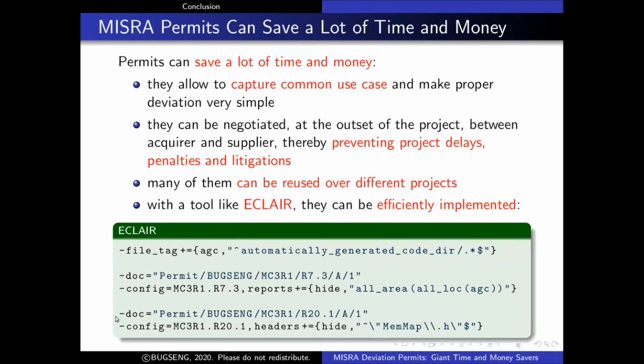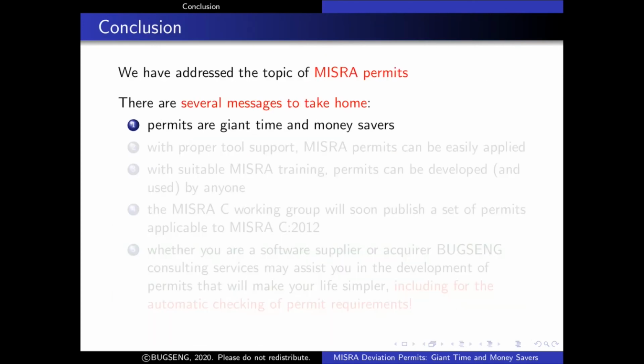The other example is the memory mapping header files prescribed by AutoSAR. Here I am assuming the simple case where the memory mapping header file is called memmap.h. Okay, and I invoke this permit and I say that I am deviating exactly this rule for header files whose name is memmap.h, okay, which is what the constraint asked me to do.